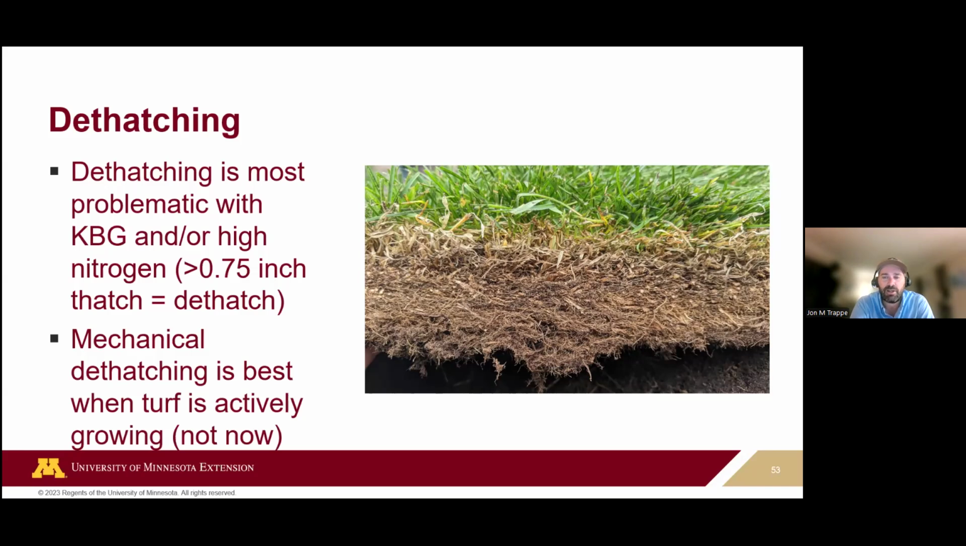Now, what does that mean? Mechanical dethatching uses tools that you can rent from your local equipment rental place. That's a lawn dethatcher, and they work really well. I think they're best done in the late spring or early fall, but certainly not right now.